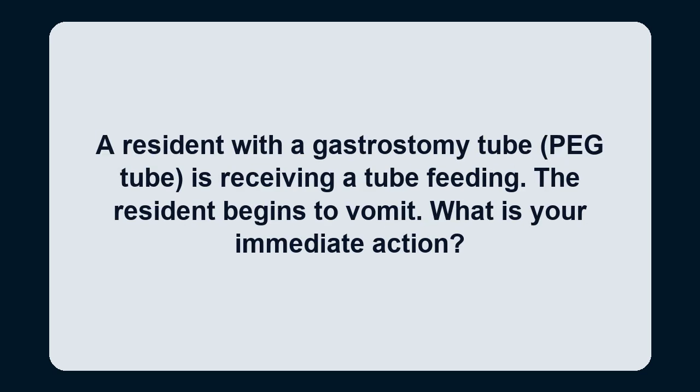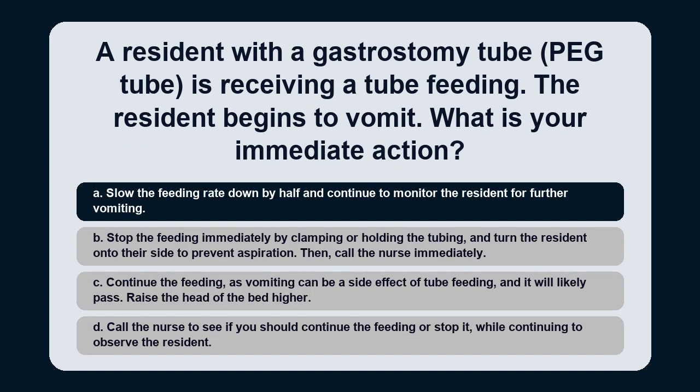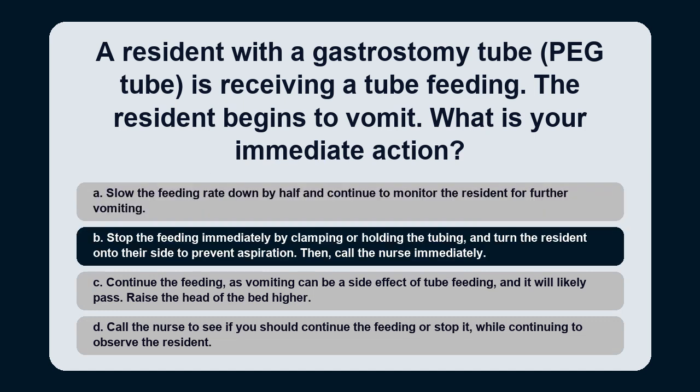Question 6. A resident with a gastrostomy tube, PEG tube, is receiving a tube feeding. The resident begins to vomit. What is your immediate action? Option A. Slow the feeding rate down by half and continue to monitor the resident for further vomiting. Option B. Stop the feeding immediately by clamping or holding the tubing and turn the resident onto their side to prevent aspiration. Then, call the nurse immediately.